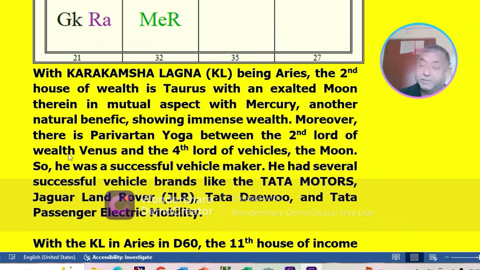Both Moon and Venus are natural benefics, showing immense wealth. Moreover, there is a Parivartan Yoga between the second lord of wealth, that is Venus, and the fourth lord of vehicles, the Moon. So he was a successful vehicle maker. He had several successful vehicle brands like Tata Motors, Jaguar Land Rover, Tata Daewoo, and Tata Passenger Electric Mobility.